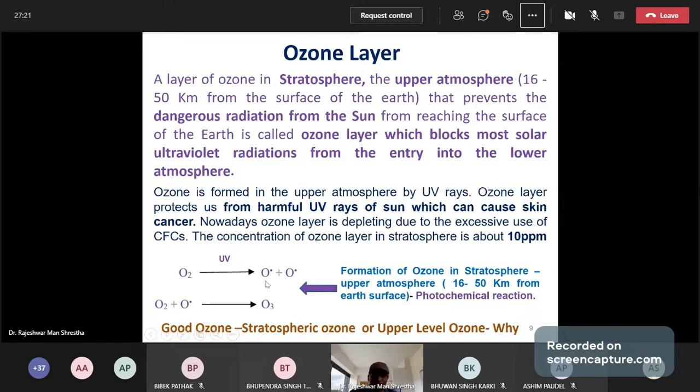This reaction is called a photochemical reaction. Then UV light helps in the formation of ozone when oxygen is involved in this reaction. And the ozone layer present in the stratosphere is good ozone because it saves our life from the harmful UV rays. So this is called good ozone.